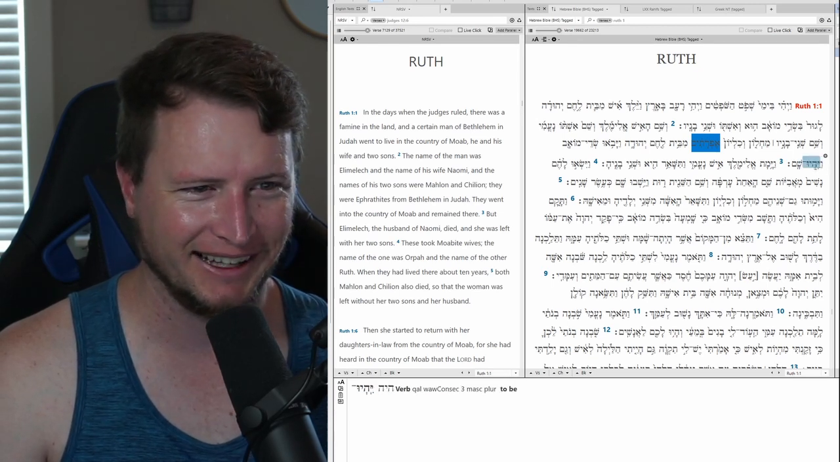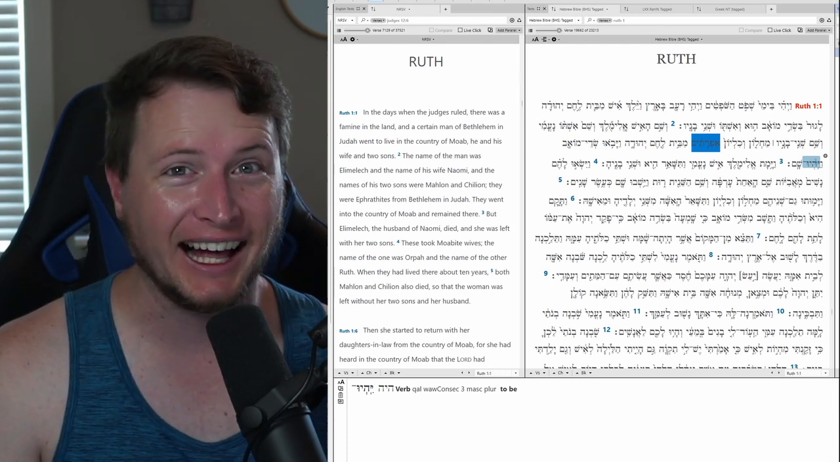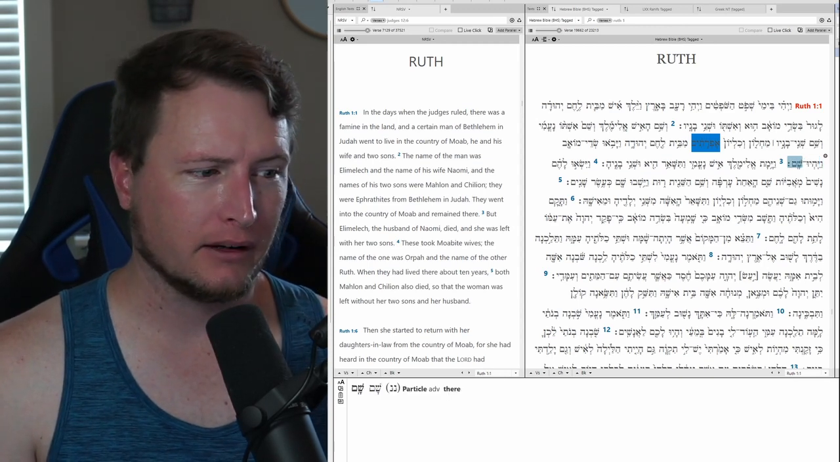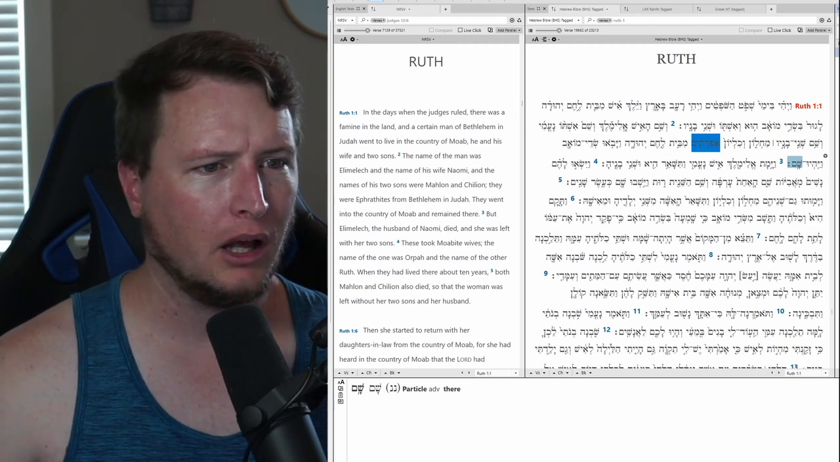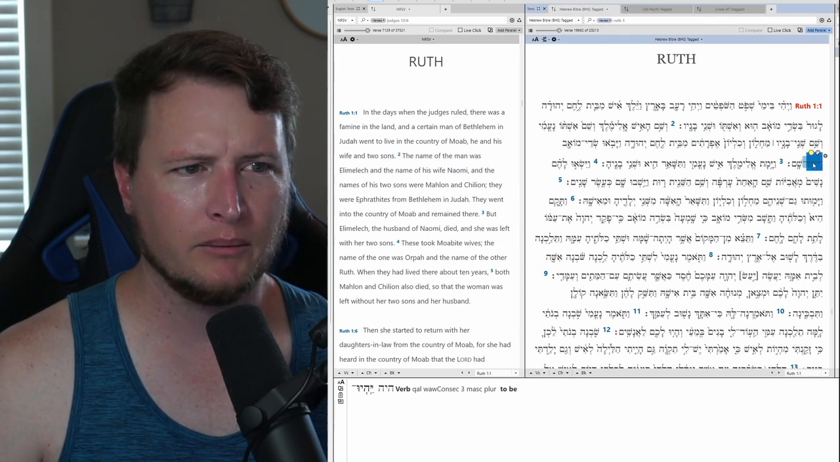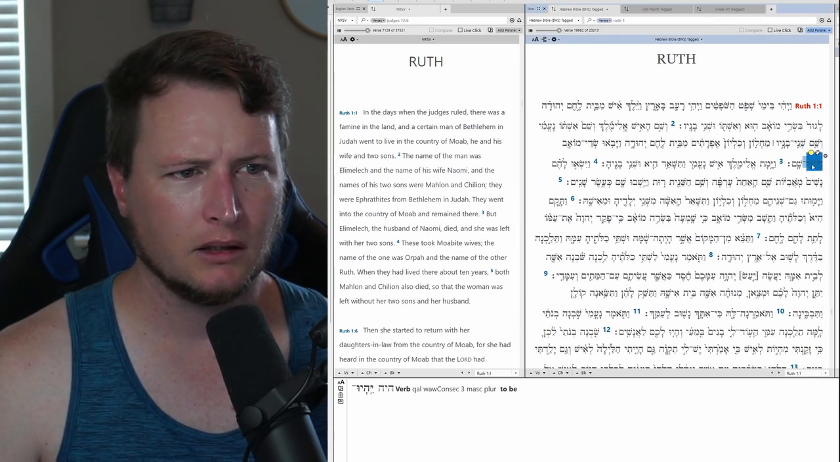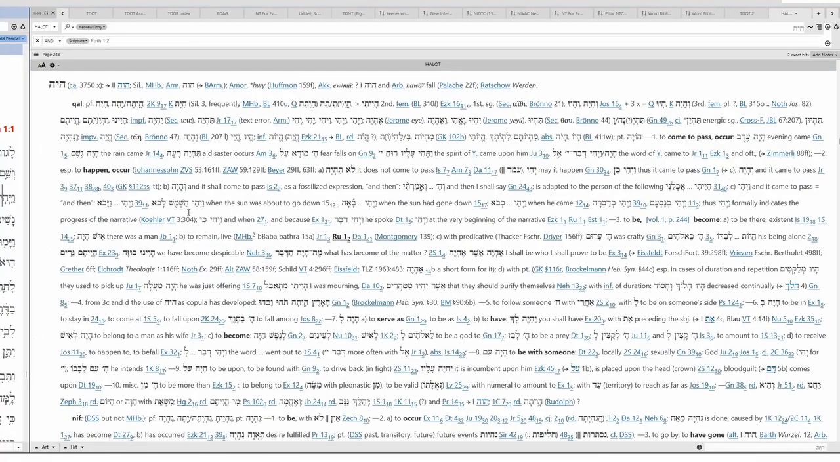Now we have a verb, vayihyu. Boy, that one's fun. This is haya, to be. I want to be a martial artist. Haya. There, sham. They went. So that doesn't quite make sense in the translation. Haya here is going to function slightly differently. I want to see this in Halot here: happen, occur, remain, or live. So in this case, remained.